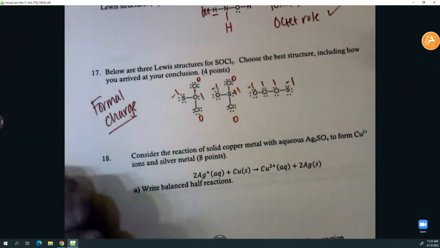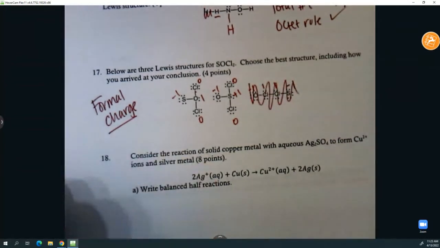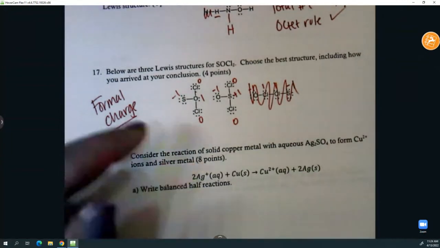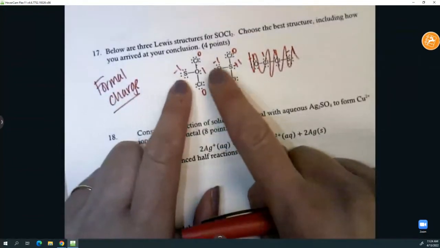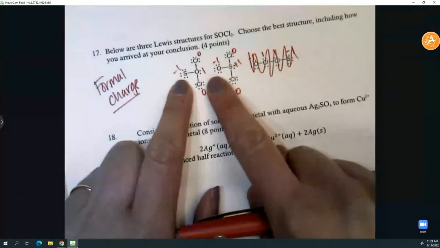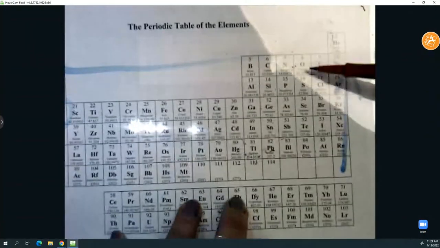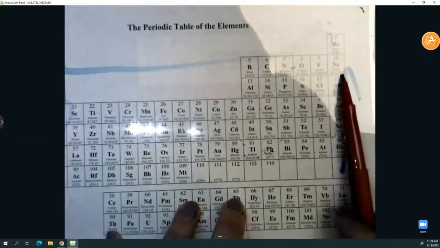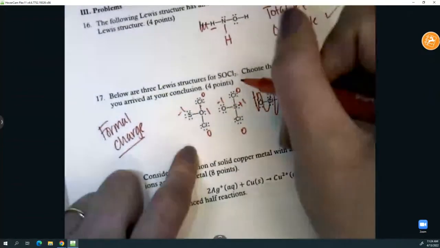Okay. So first of all, I want as many zeros as possible, so that rules out this one. It had too many non-zeros. If I could get all zeros, that would be best, but I didn't get that from any of them, so that's not going to work. So then I have to decide, and the answer between these two is the atom which is more electronegative should get the negative formal charge. So between oxygen and sulfur, which one is more electronegative? Electronegativity increases as I go up, so oxygen is more electronegative. So oxygen should get the negative.